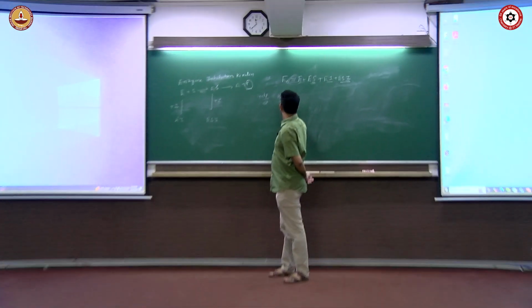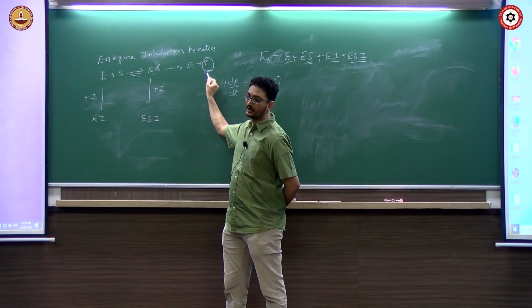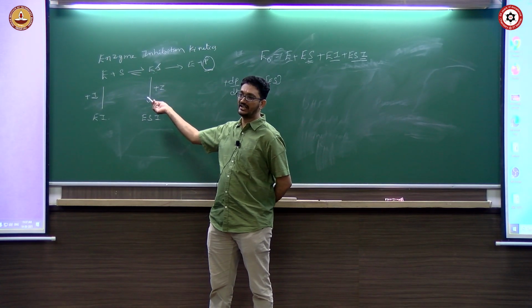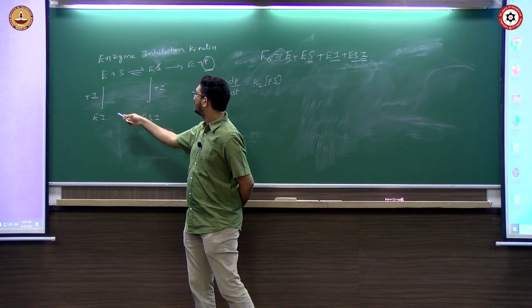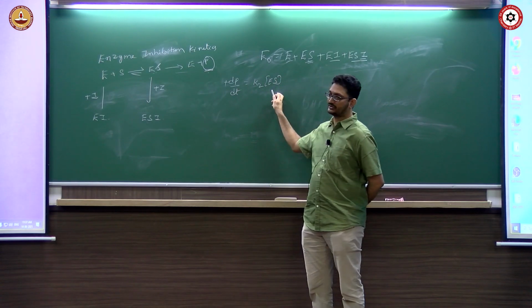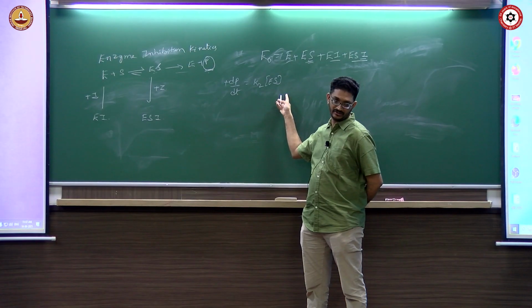It will still be k2 into ES, right? Because only the enzyme-substrate complex is the one that is forming the product. None of these other reactions are forming the product, right? So these are all side reactions, not byproducts but side reactions. Only this is the reaction that is giving you the product. So at the end of the day, your reaction is still determined by k2 into ES, right?